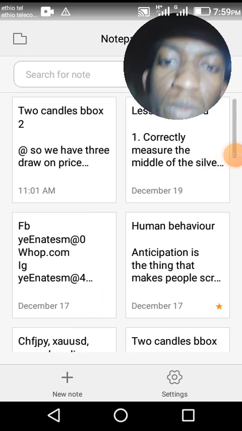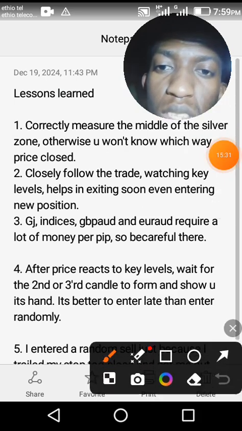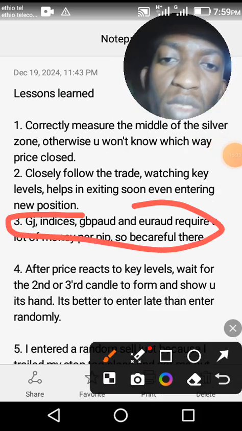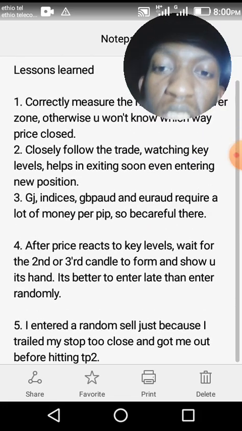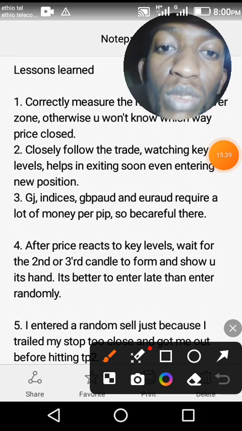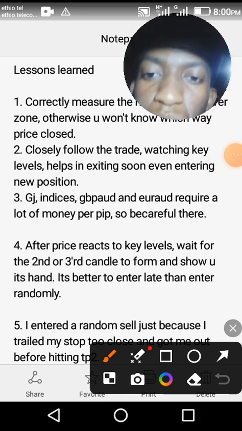Don't enter GJ and indices at zero hours, they require a lot of money. So I'm trading micro lots, so I'm warning myself.